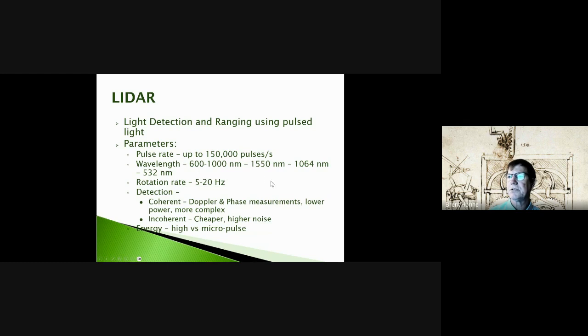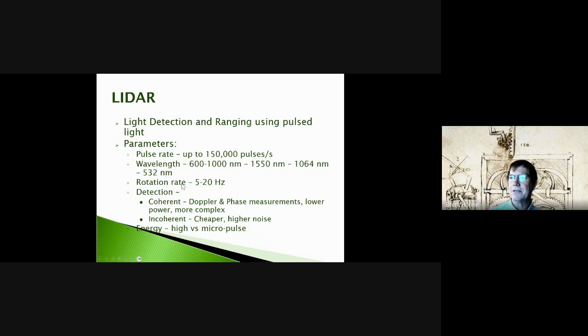There are issues about whether these are eye safe, different wavelengths, and that type of thing. But also the amount of energy that could enter your eye. Obviously, we don't all want to be wearing goggles anytime we're close to anyone's car. So we need these things to be eye safe.